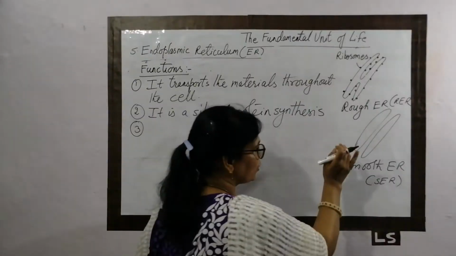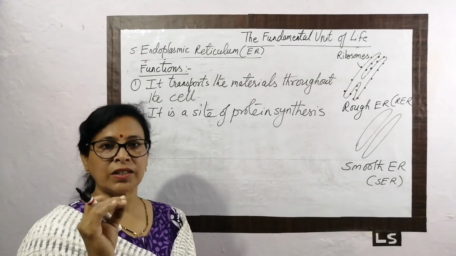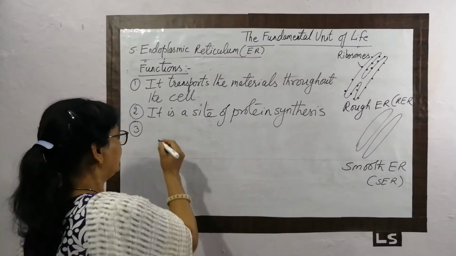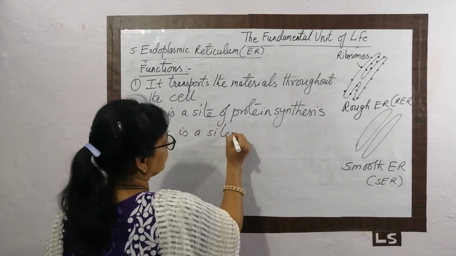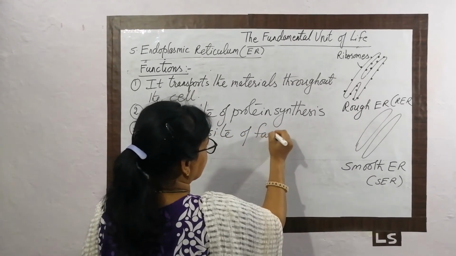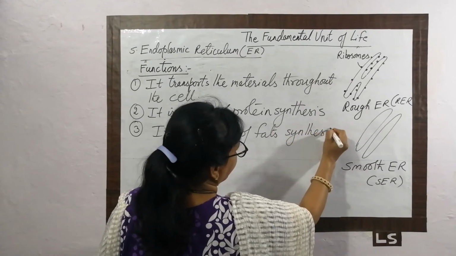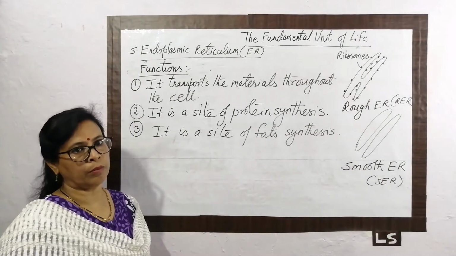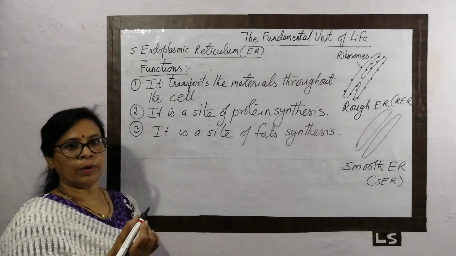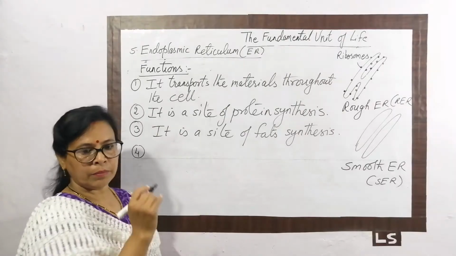Now what is the function of smooth endoplasmic reticulum? The smooth endoplasmic reticulum is actually the site of fat synthesis. So it is a site of fat synthesis. Fat globules are formed on the smooth endoplasmic reticulum. These are the three functions of endoplasmic reticulum.